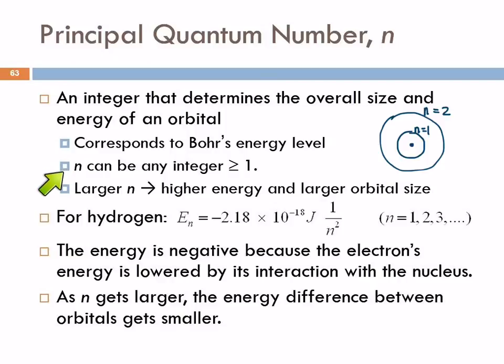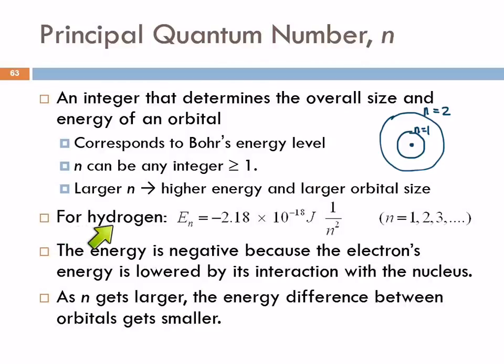So n can be any integer greater than or equal to 1. You can't have n equals 0. So it starts with 1 and goes up from there. The larger that n is, the higher the energy of the electron and the larger the orbital size. The area, the volume in which that electron is likely to be found gets larger and larger. Just like when we go to higher n in the Bohr model, the orbits get larger. So there's some correlation here.